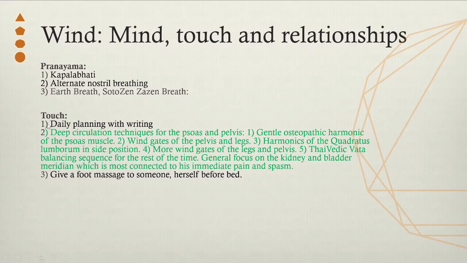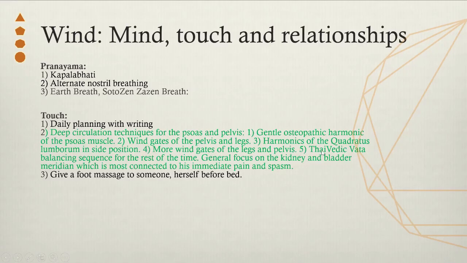In general, his nervous system and his mind and how he was doing was quite positive and in a good space. What I did focus on was touch therapy, because I could get deep circulation techniques for the psoas and the pelvis very quickly. I did the gentle osteopathic harmonic techniques of the psoas. I focused on the wind gates of the pelvis and the legs. I did harmonics of quadratus lumborum in side position as I demoed in the video. I did more wind gates of the legs and the pelvis.